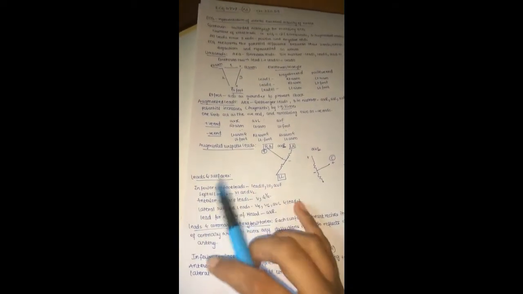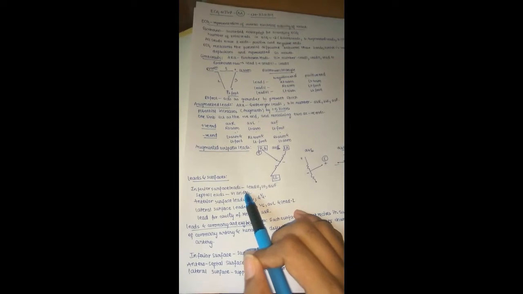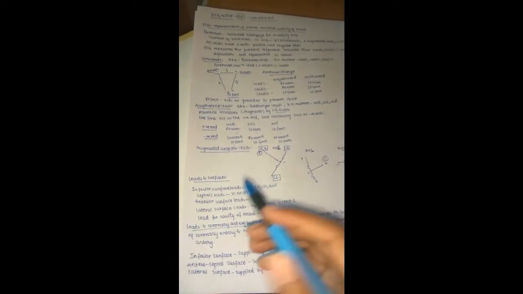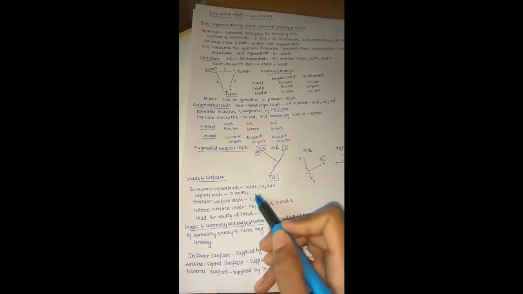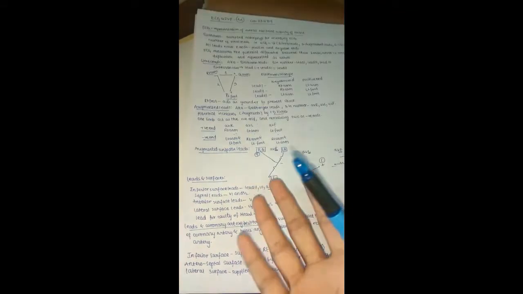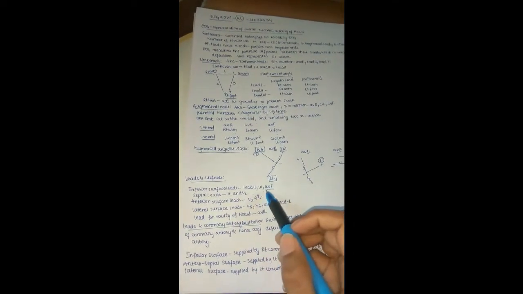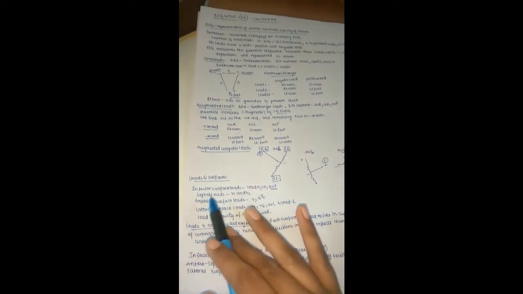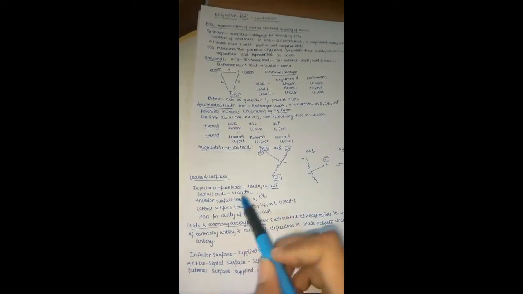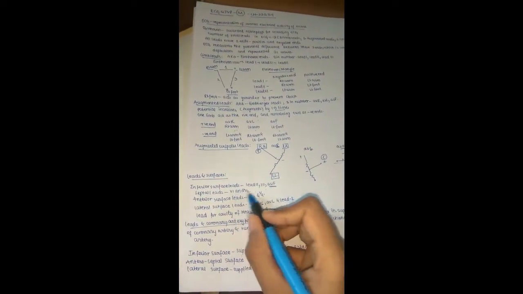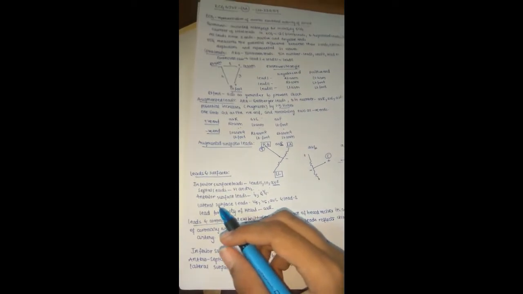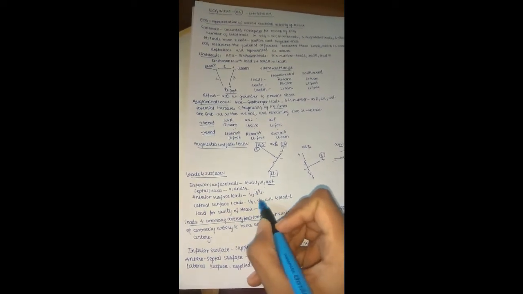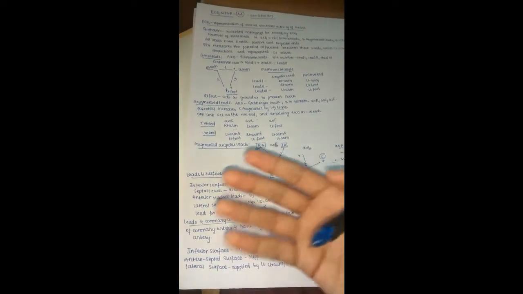Now let us see leads and surfaces. Whenever we want to look at the heart from the inferior side, we use the inferior surface leads: lead 2, lead 3 and AVF. These are mainly used to see the inferior side of the heart. If there is any defect in the inferior side, we can use these leads to find out. Septal leads, as the name suggests, relate to the septum of the ventricle. To find out about the septal side, we can use the V1 and V2 leads. Anterior surface leads are V3 and V4. You can see the anterior surface of the heart, mainly towards the apex side.